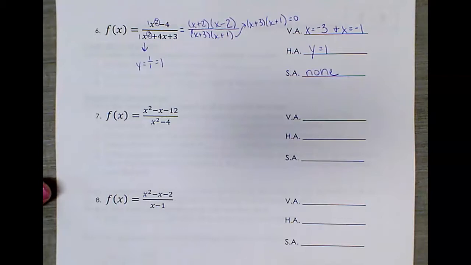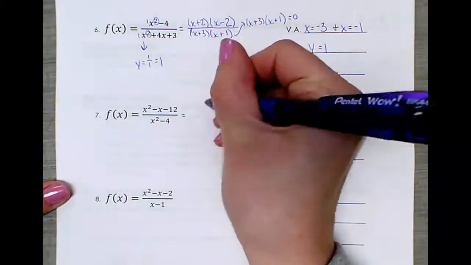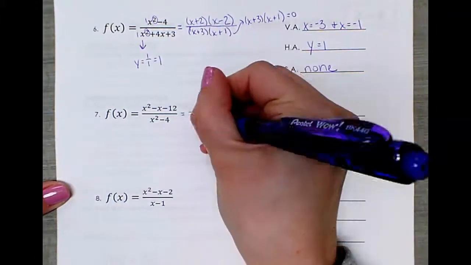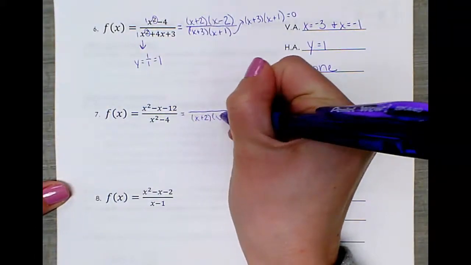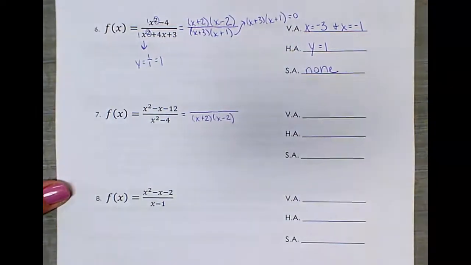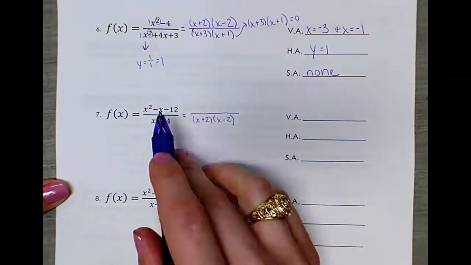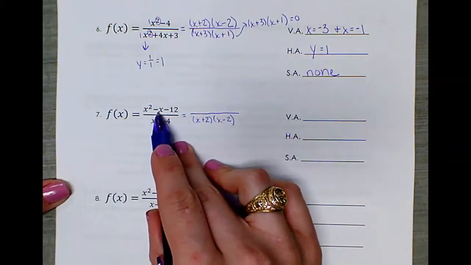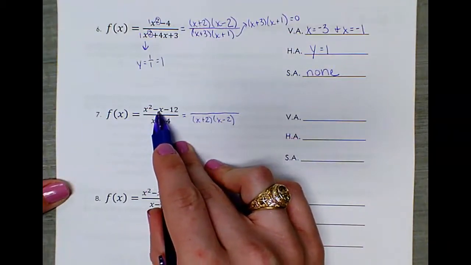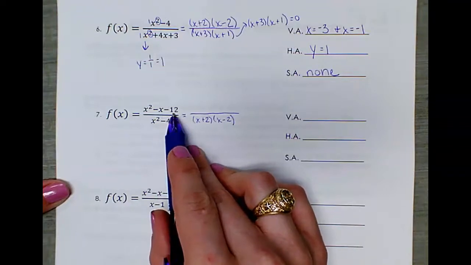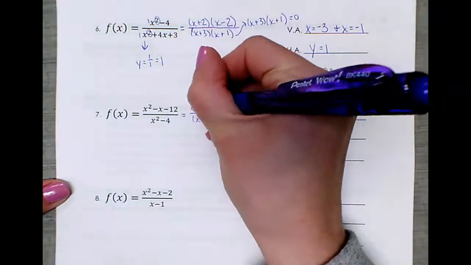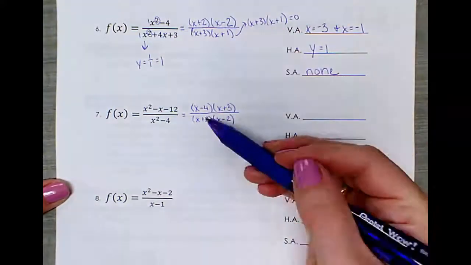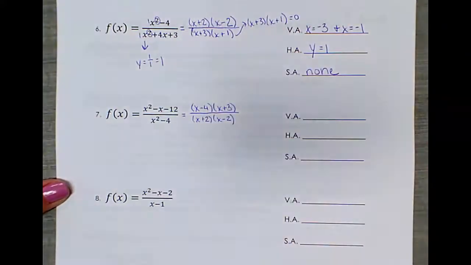Let's look at number 7, factoring. The denominator is easy. It's a difference of squares. So x plus 2, x minus 2. For magic numbers, I need two numbers that multiply to be negative 12 and add to be negative 1. So I'm thinking of 3 and 4, but the 4 would need to be negative. Again, no common factors to cancel out, so no holes.